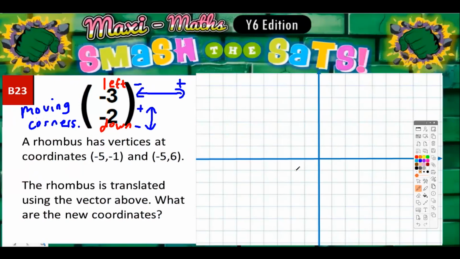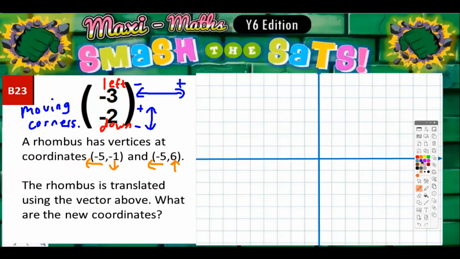Now, if you take this first coordinate here, what you've got to realize is what each number in the coordinate means. So that -5 means go 5 to the left. I'm actually going to put the directions using a couple of little arrows. So that's 5 to the left, and -1 is 1 down. And this is 5 to the left, and +6 is 6 up.